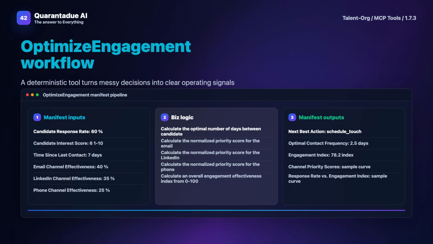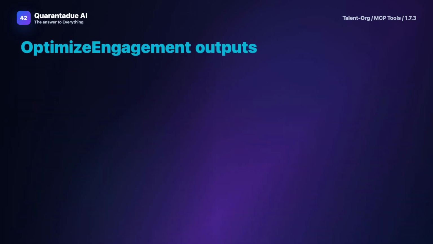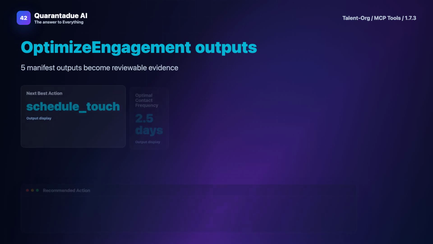And calculate an overall engagement effectiveness index from 0-100 based on the candidate's response rate, interest score, and time decay since last contact. This keeps the process deterministic, reviewable, and aligned with how talent org teams actually make decisions.